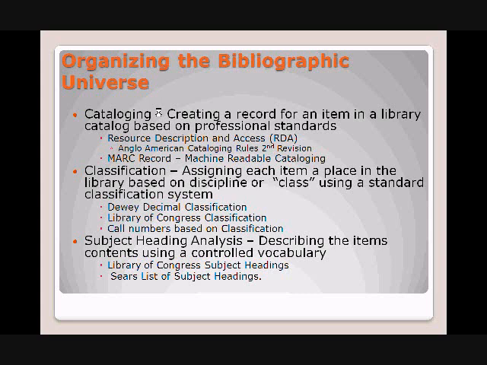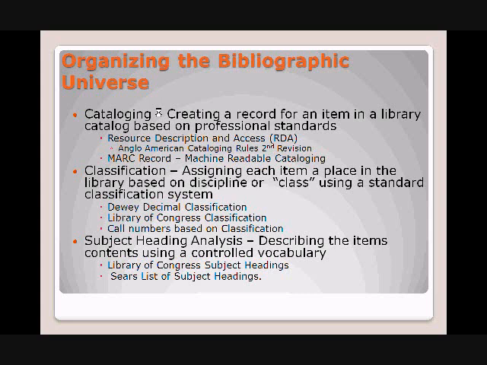Classification is the process of assigning to each item a place in the library based on its discipline or class using a standard classification system. In classification, typically school libraries use the Dewey Decimal classification. Academic libraries use the Library of Congress classification. And all call numbers in a library are based on either the Dewey Decimal, Library of Congress, or the European system called the Universal Decimal Classification.